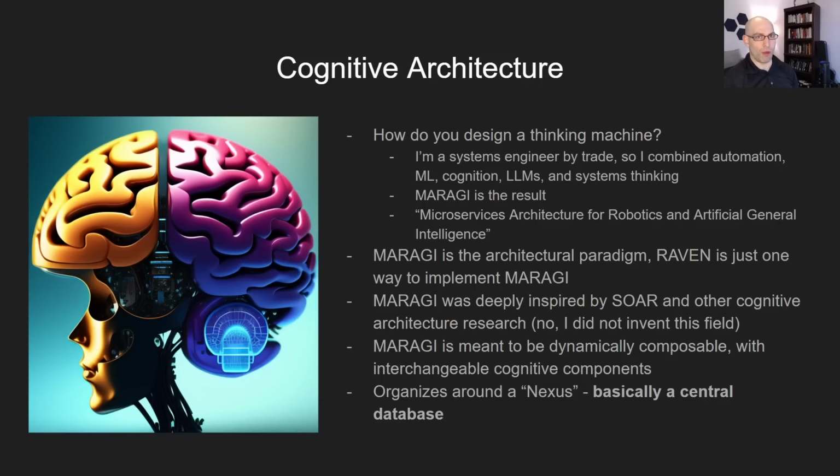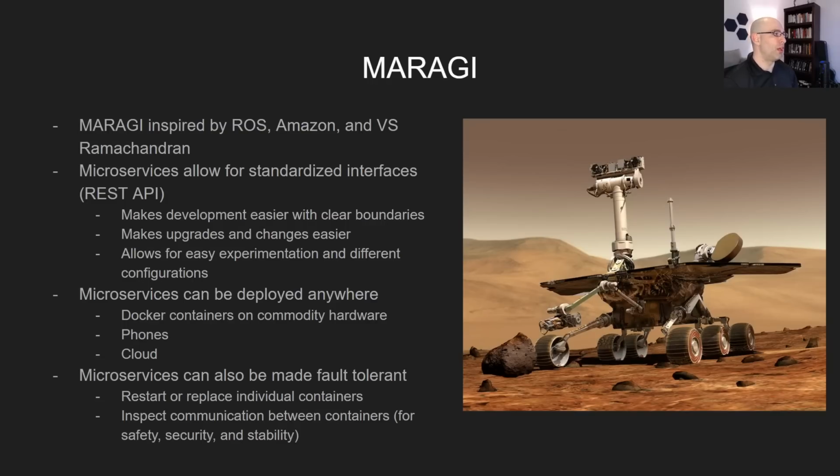But the key thing to know about MARAGI is that all of the microservices are organized around the nexus, which is like the hub and spokes. So you've got the hub of the MARAGI architecture, or a star topology, which is the nexus, and then all of the other microservices communicate exclusively with the nexus. I'm not going to get you too bogged down in it, but that should be a good high-level overview.